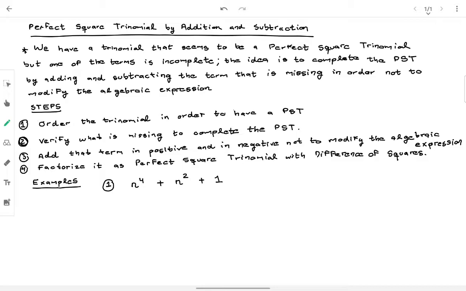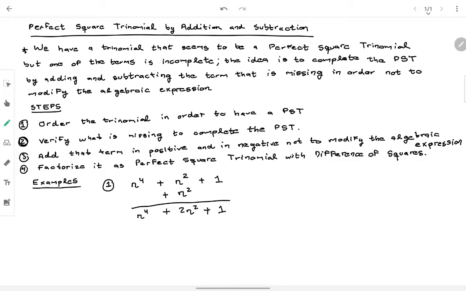So let's see the first example. On the first example, we have something that looks like a perfect square trinomial because the first term and the last term, the third one, have a specific square root, but the middle one, it's not 2 times the multiplication of both square roots. So in this case, we need to have these to be specifically the perfect square trinomial. So if I need those, that means what I'm missing, it's a plus n squared.